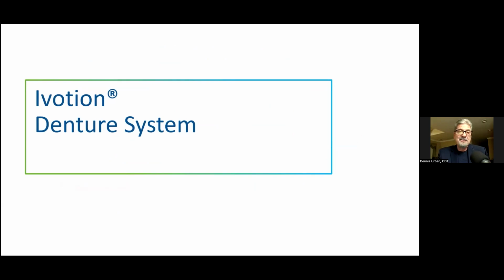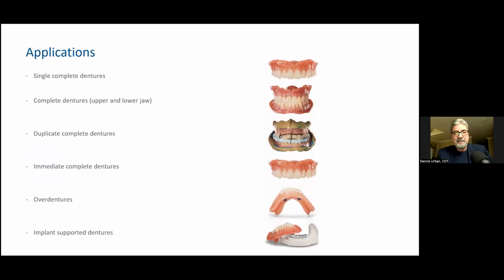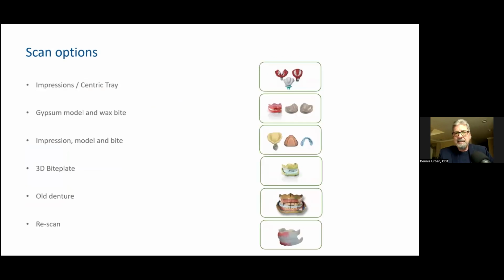So this system is a really good system. We use it a lot in our laboratory, and you can cut down those patient visits almost by 50% on some of these cases. It's for single dentures, full upper dentures, full lower dentures, implant dentures. Yes, there's so many different things you can utilize this iVotion for, and it's a great denture.